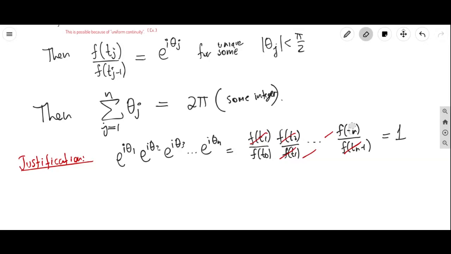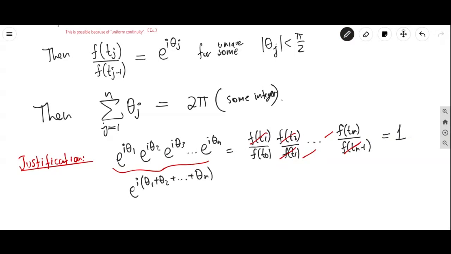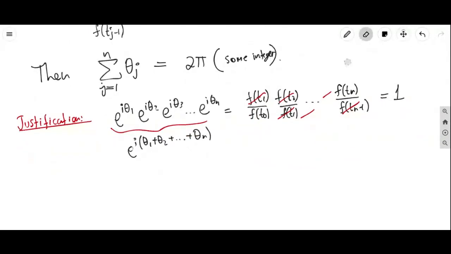Because f of tn, that's the endpoint of the interval, that's f of 1, that's 1, and f of t0 is also 1, because the path begins and ends at 1. So that's just equal to 1. But what is the left side? This is e to the i times the sum of the angles. So e to the i of a bunch of angles is 1.